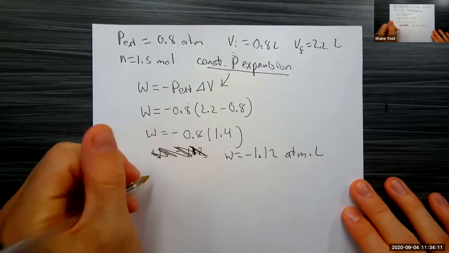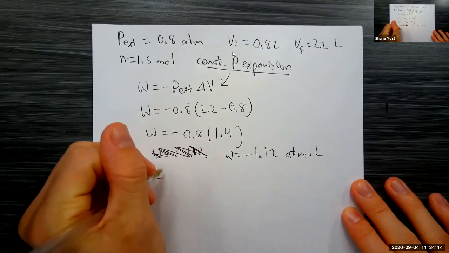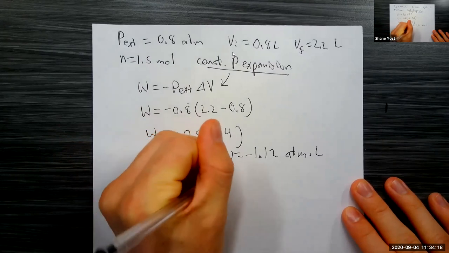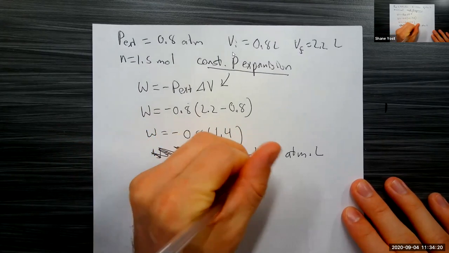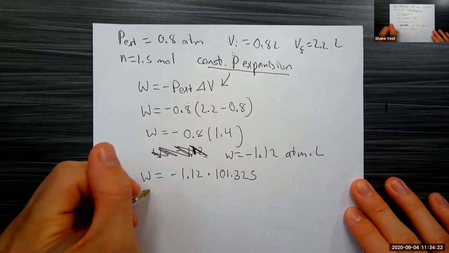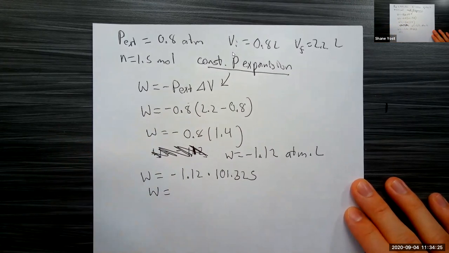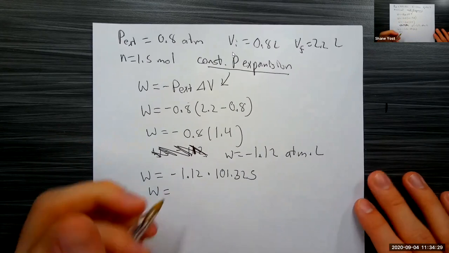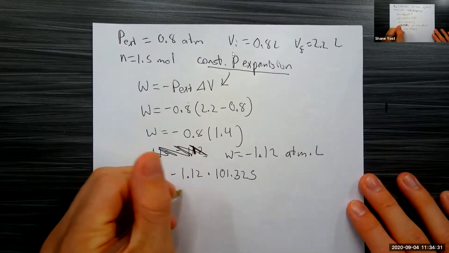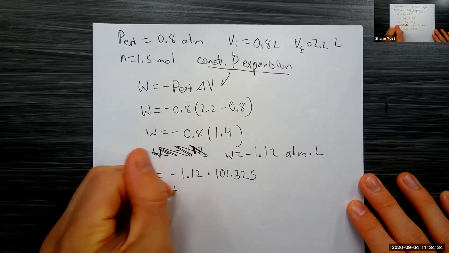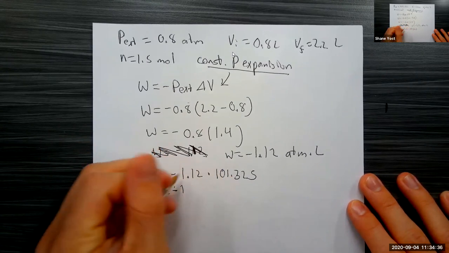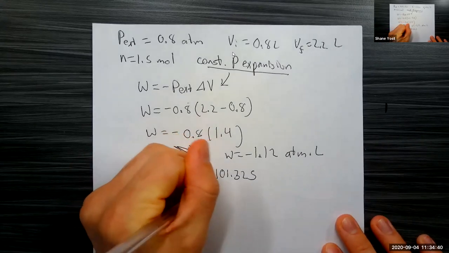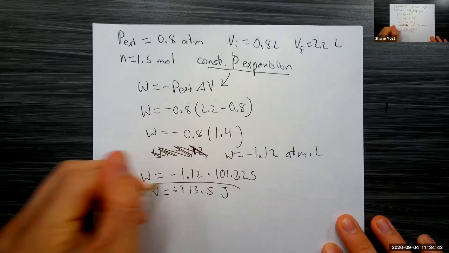In the problem, that conversion was given, right? So to get the work in terms of joules, it's minus 1.12 times 101.325, okay? And then that gives me my final work in joules, which is going to be close to minus 100 and something point something. Yeah. 113.5. That is the answer in joules.